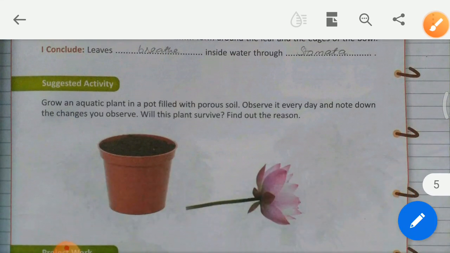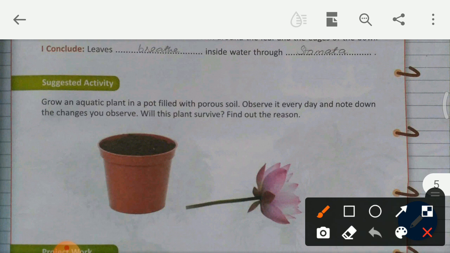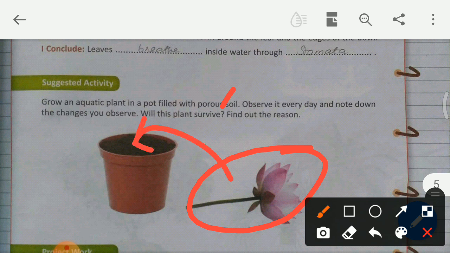The next one, this activity you have to do. Grow an aquatic plant in a pot filled with porous soil. Observe it every day and note down the changes you observe. Will this plant survive? Find out the reason. You have to take this lotus plant and grow it in the pot, and every day observe and note down what you observe. Will this plant survive or not? You have to observe and write the answer.